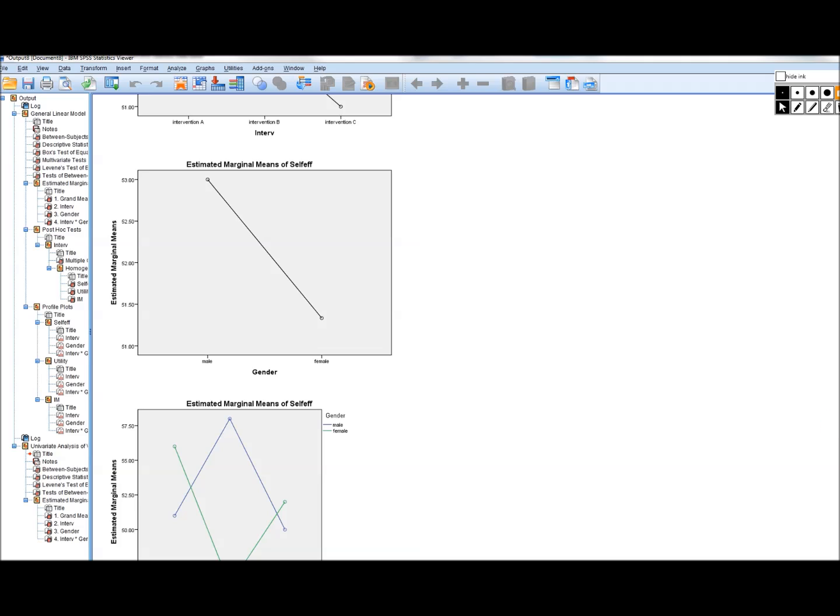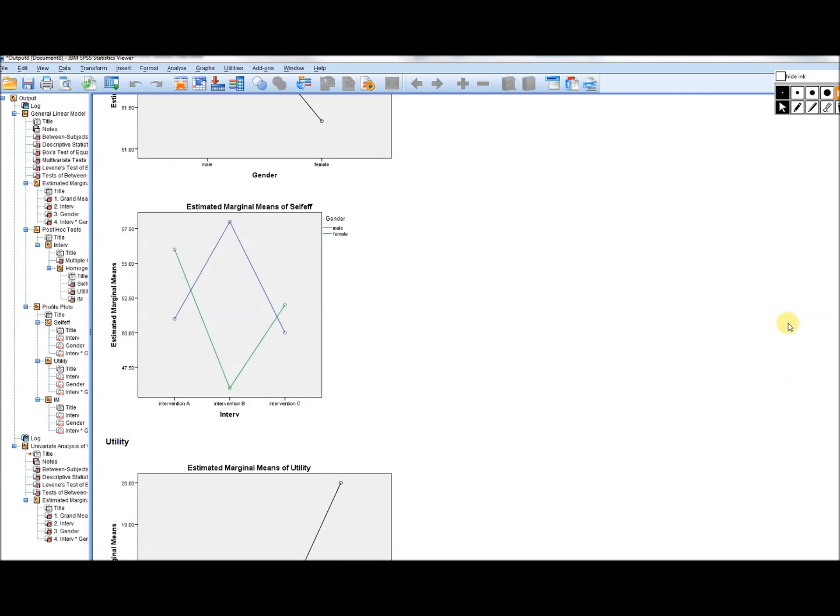You can see that males scored higher on self-efficacy than females. And then when we look at the interaction effect, the profile plot, males are in blue and females are in green. You can see that males scored lower than females when they were receiving intervention A. So you can see that there was a difference here.